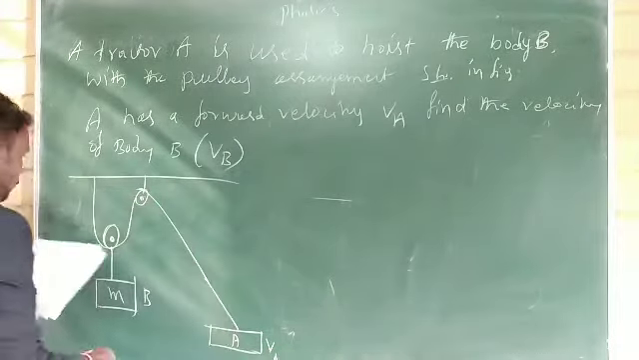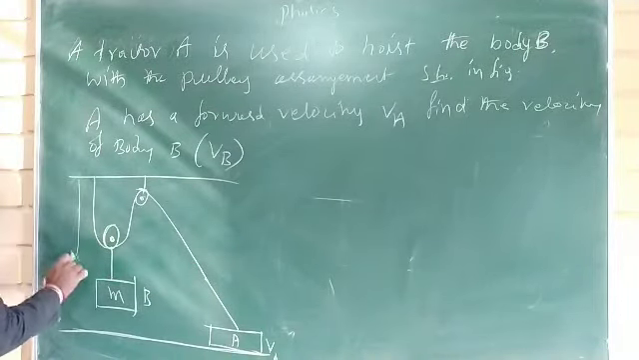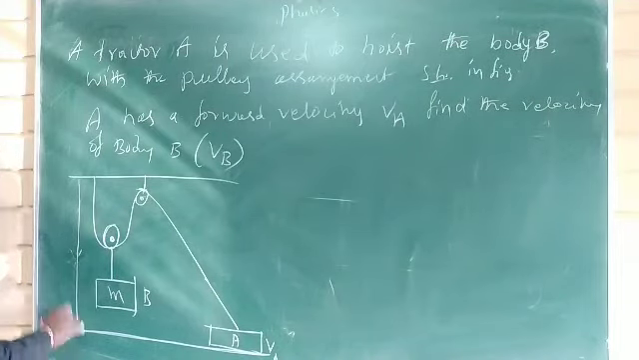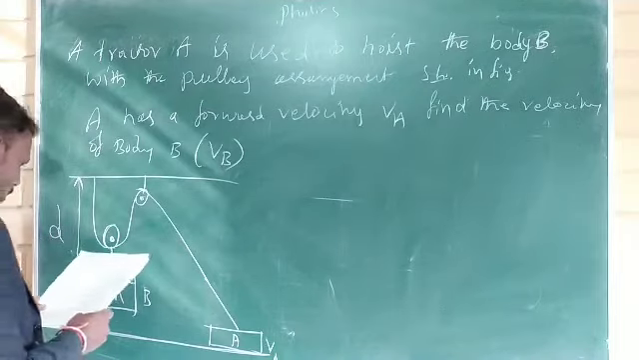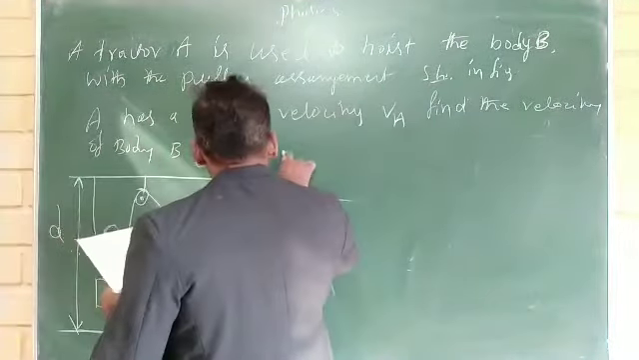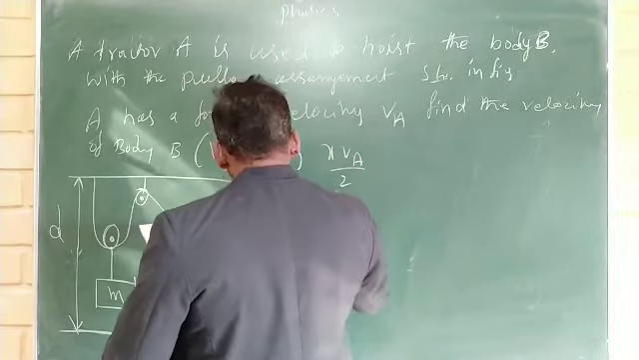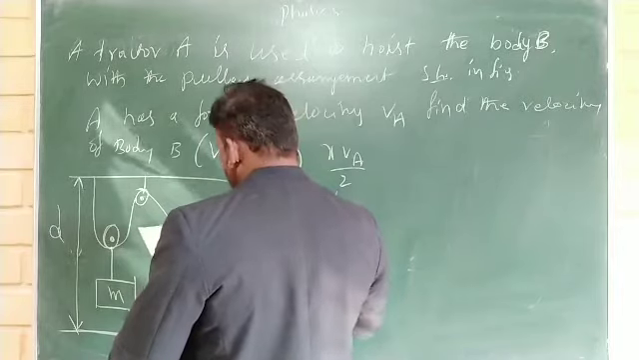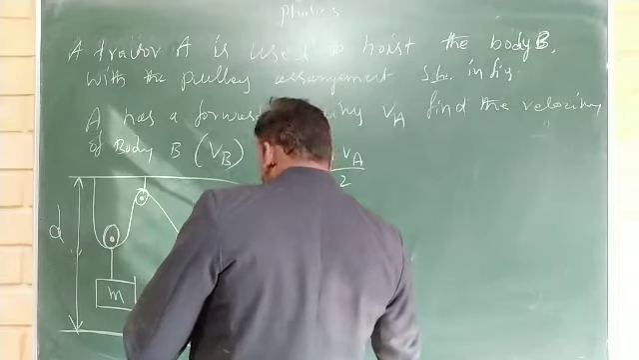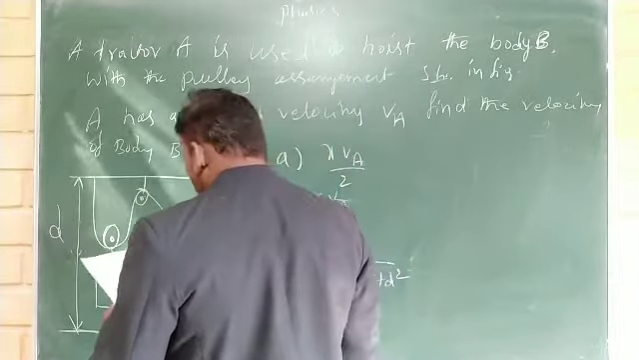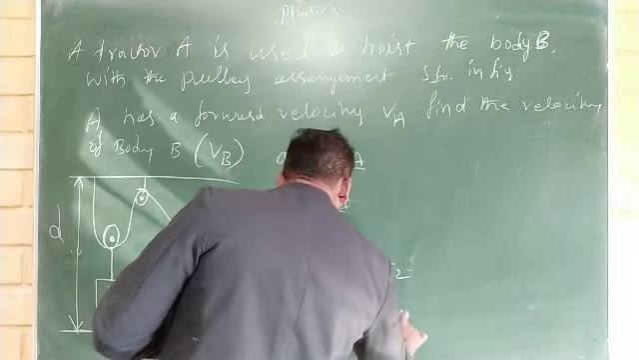A is a tractor, and this one is G. Options are given. Option A: x v_A divided by 2. Option B: x v_A divided by d. Option C: x v_A divided by 2 root x square plus d square. Option D: none of these.